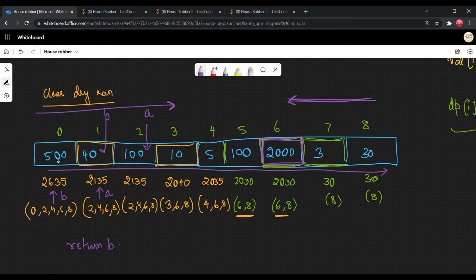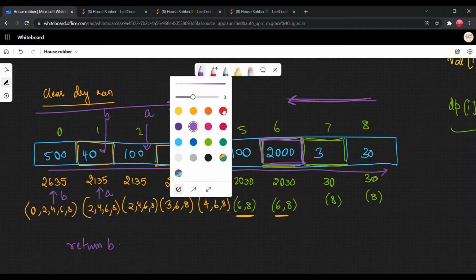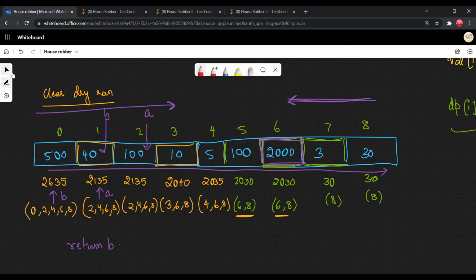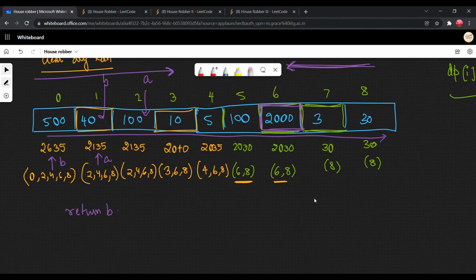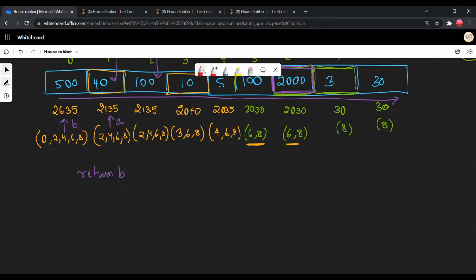But if you notice the structure of the problem, you could do the exact same thing the other way. So let's try to do that. Basically, what you would do is say, hey, A is equal to 0, B is equal to 0. And why I'm doing this, instead of saying A is equal to nums of 0 and B is equal to nums of 1. So A is the farthest house, and B is just the previous house.